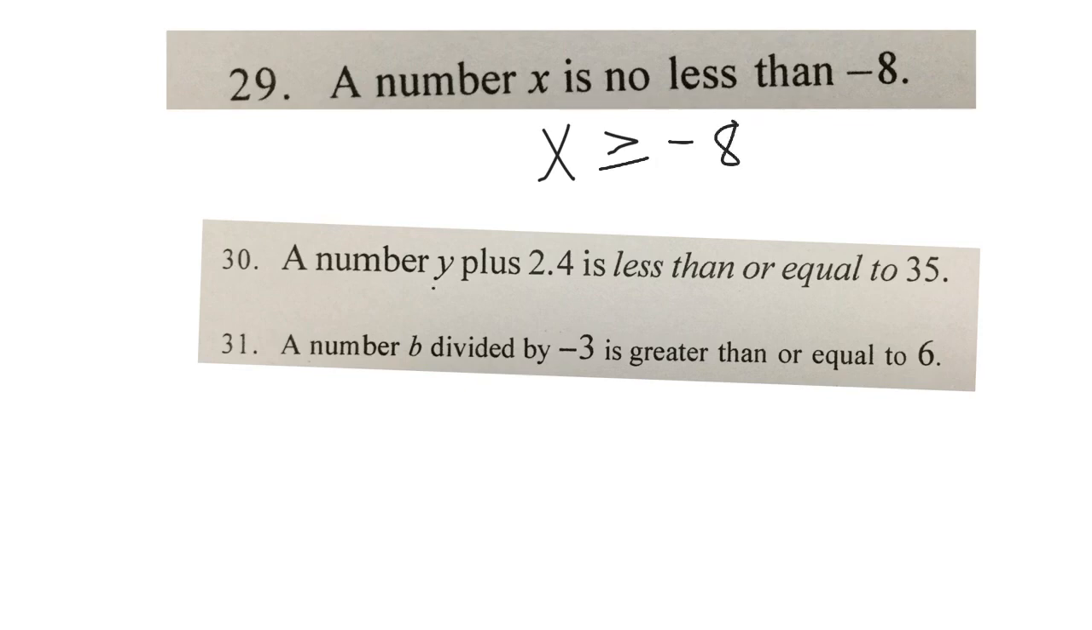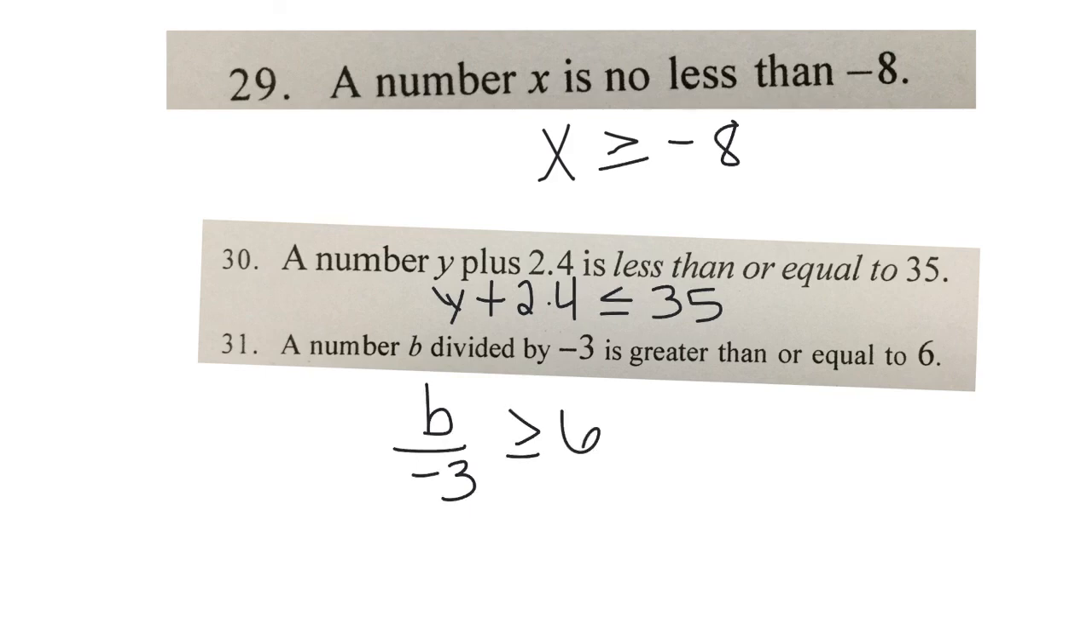A number y plus, that's add, 2.4 is less than or equal to 35. That one's pretty straightforward. And then a number b divided by negative 3 is greater than or equal to 6. And that's a wrap.